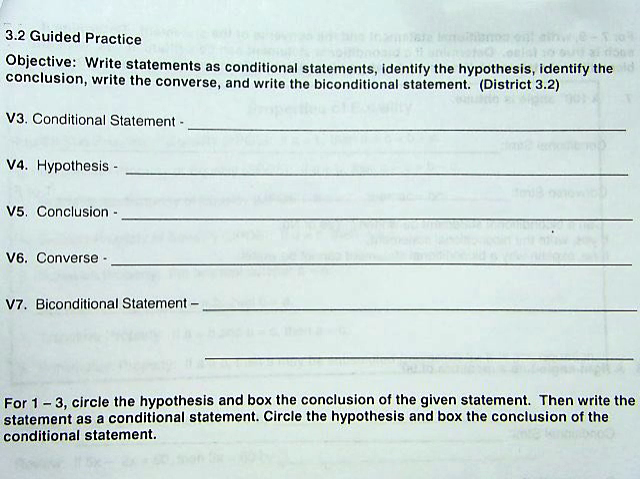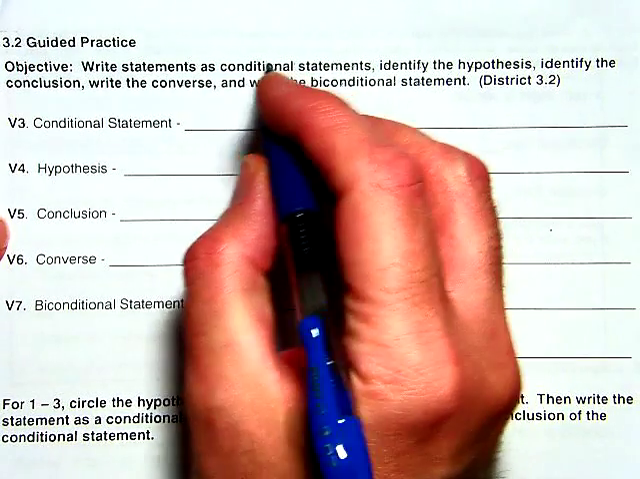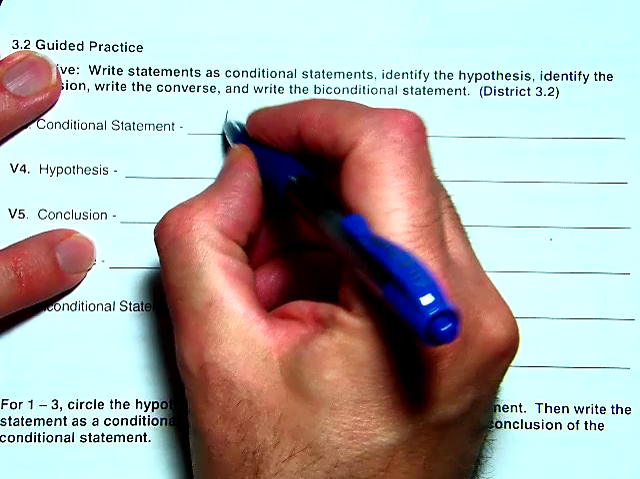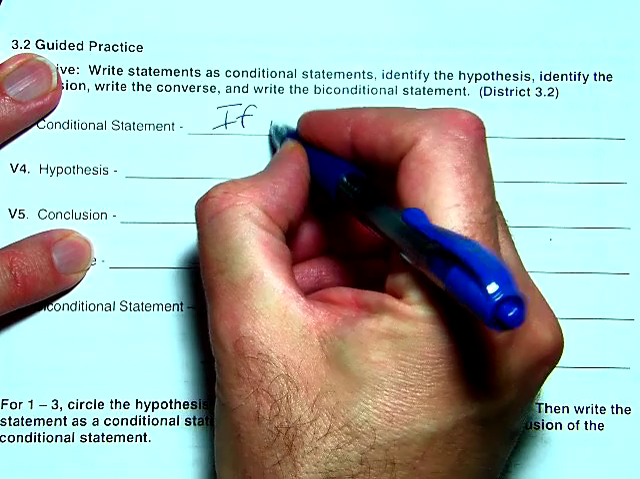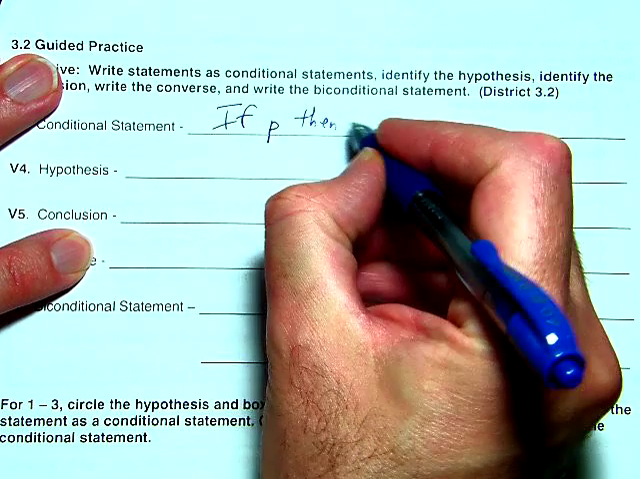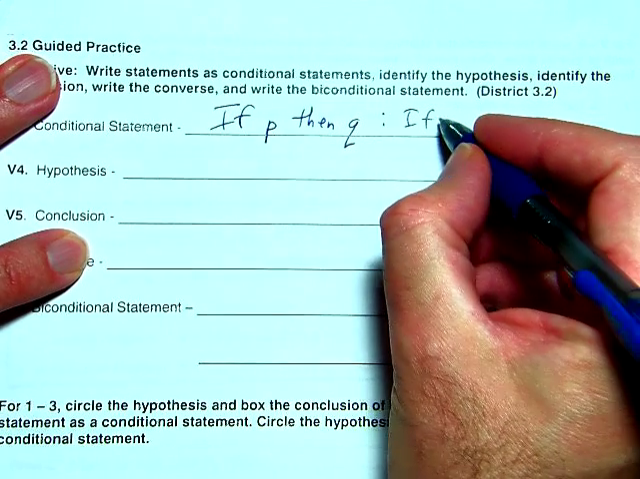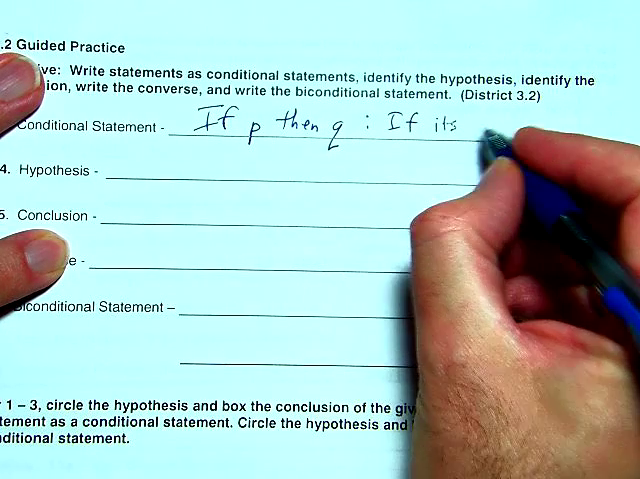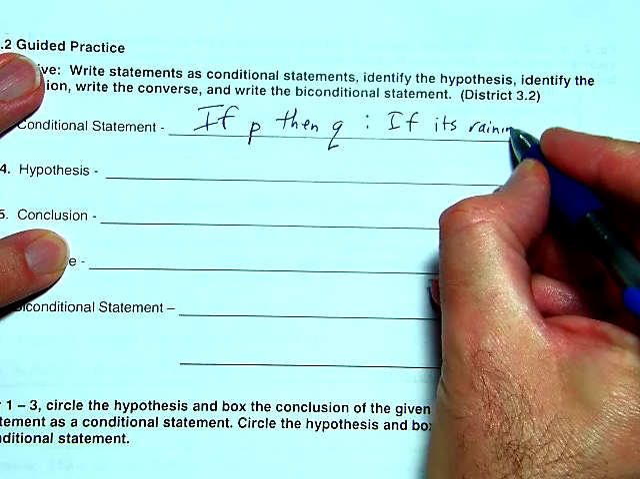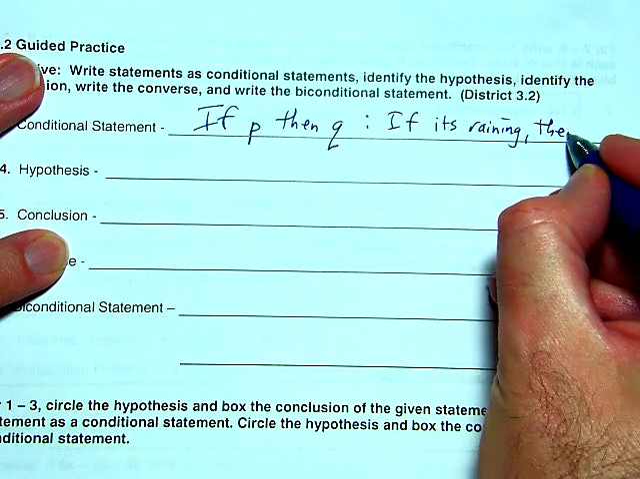So let's quickly review some of the stuff that we did a day or two ago. This is the 3.2 guided practice, and we reviewed these various definitions. A conditional statement is a statement of the form if P, then Q, such as this statement. If it's raining, then it's cloudy.